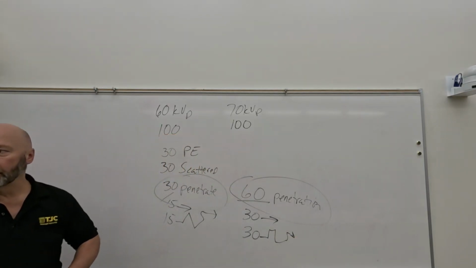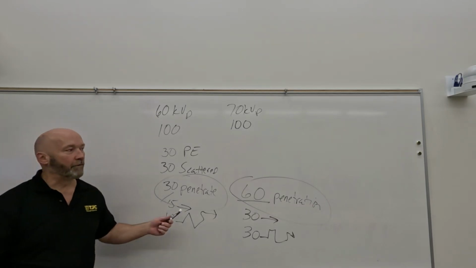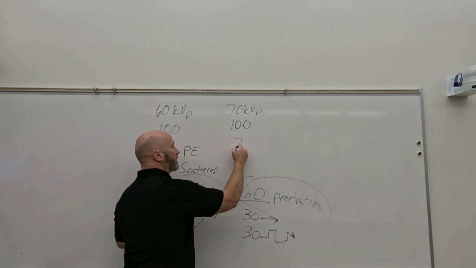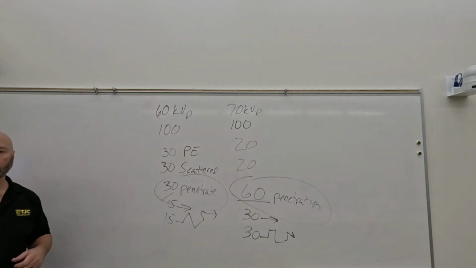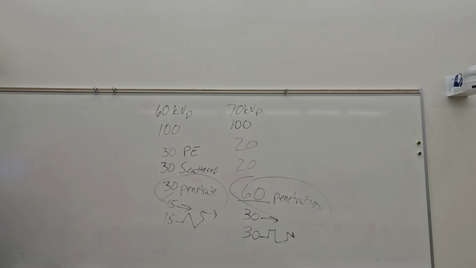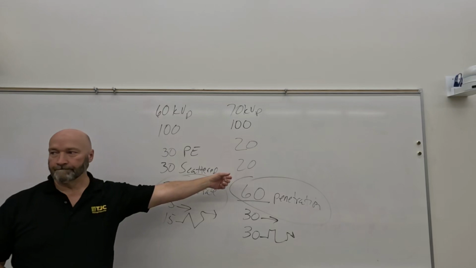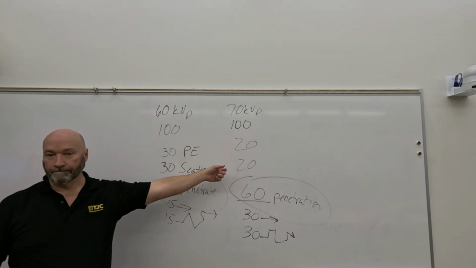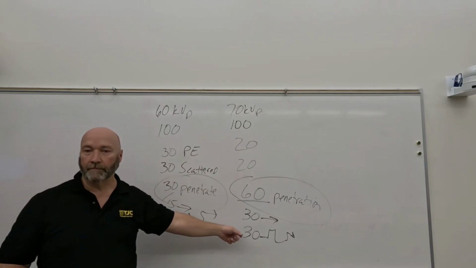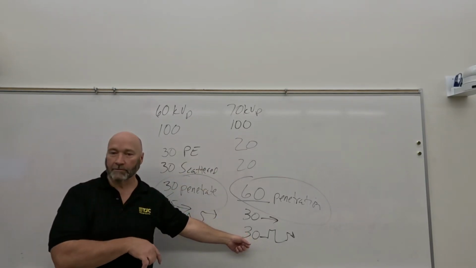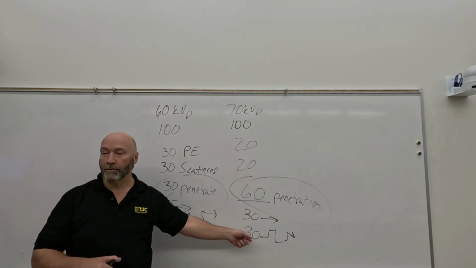So in this case, did our overall interaction decrease if we go 20 and 20? Is what Amy told you Friday true? As kVp goes up, interactions decrease? Yeah. Is it also true that as kVp goes up, we get more scatter at the image receptor? The answer is also yes. Okay, both can be true.